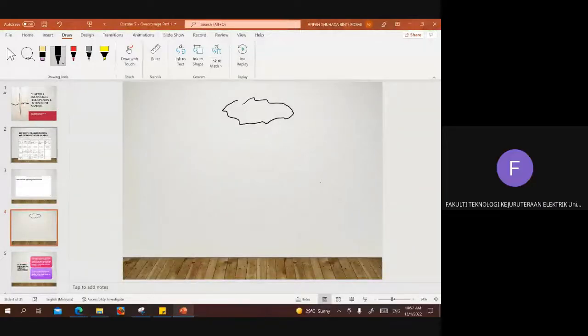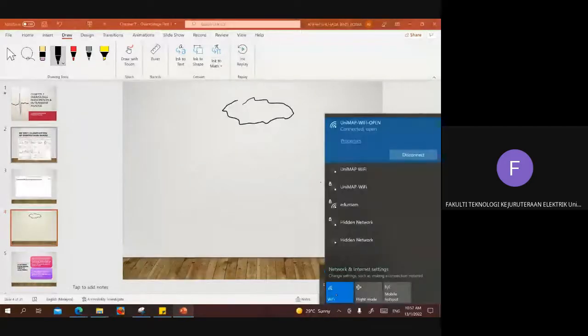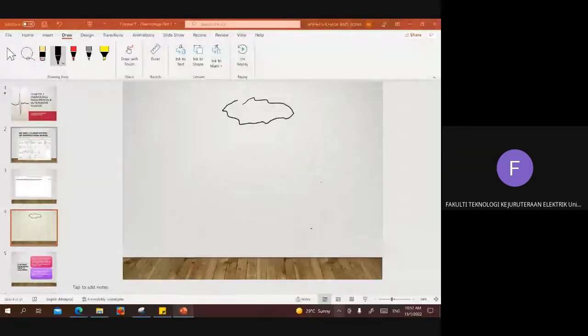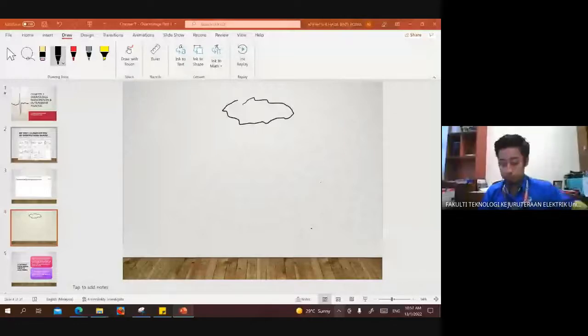I think the internet connection is very slow. I just use the Wi-Fi. Then I need to change the Wi-Fi connection.